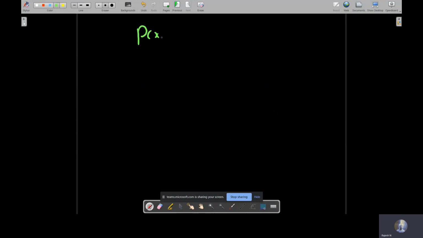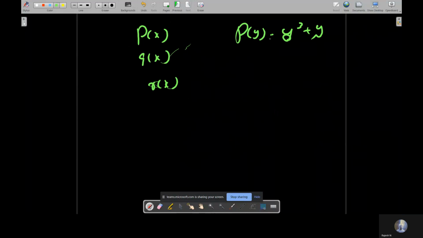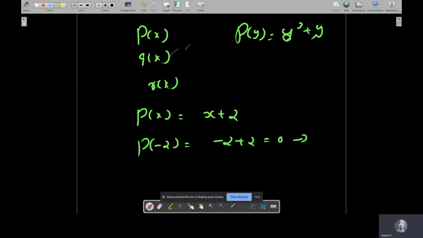Now, generally polynomials are denoted by p(x), q(x), r(x), like that. You can define as per your choice. Suppose a polynomial is y cube plus y, you can denote it as p of y. Suppose p of x is equal to x plus 2. What is p of minus 2? Minus 2 plus 2, that is 0. This is called the value of the polynomial. P of minus 2 is equal to 0, so 0 is called the value of the polynomial.